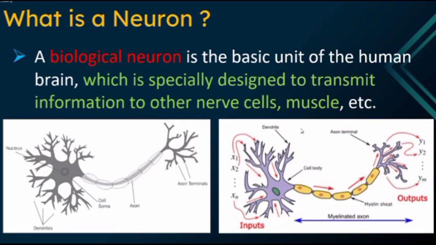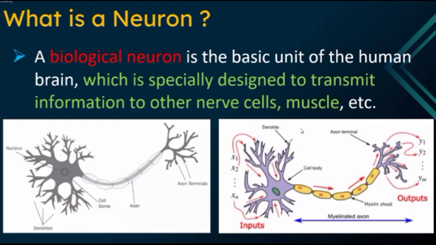So these are two diagrams I grabbed from the internet. The nucleus, soma cell, dendrites, and the axon terminals. Otherwise, this will be another structure, which is similar to the ANN structure. Initially, I will explain this ANN structure. Later on, we are going to discuss it in detail as well.